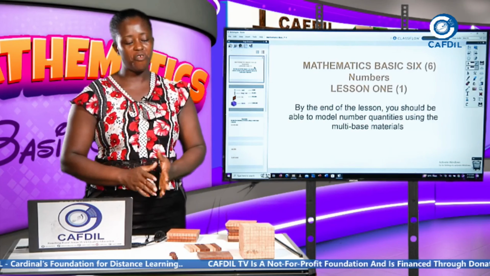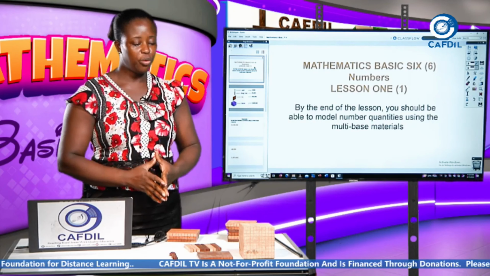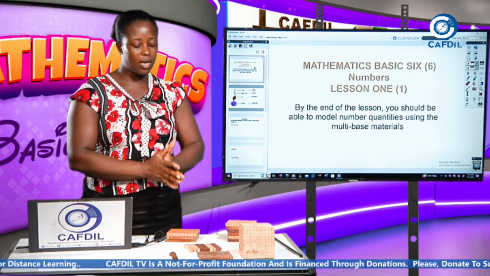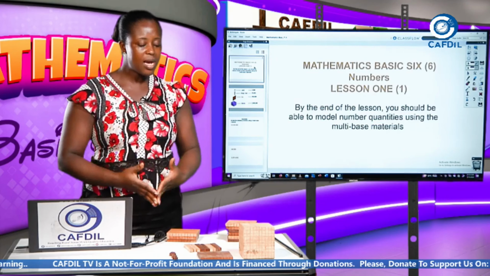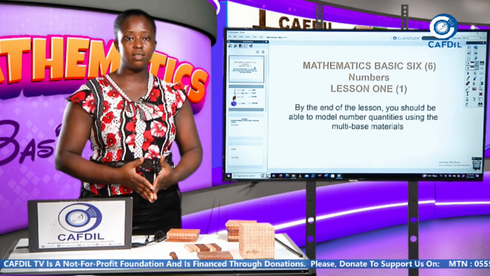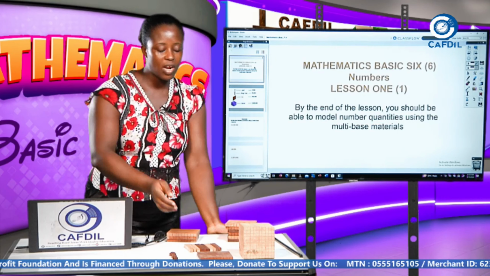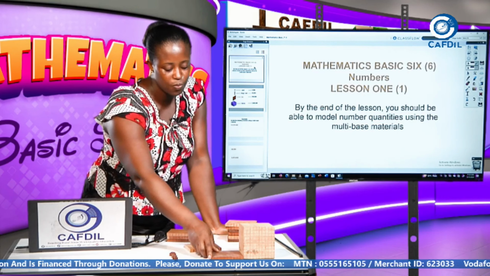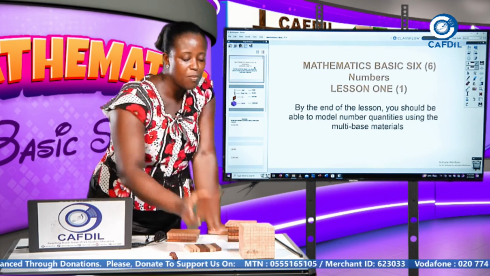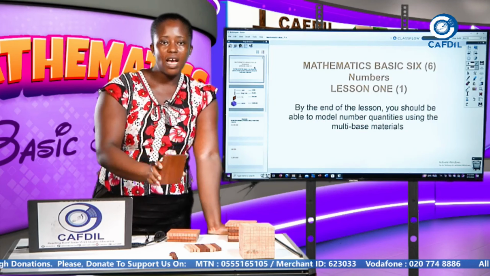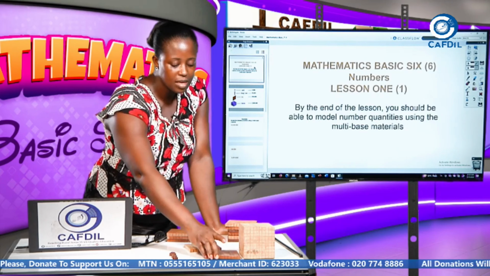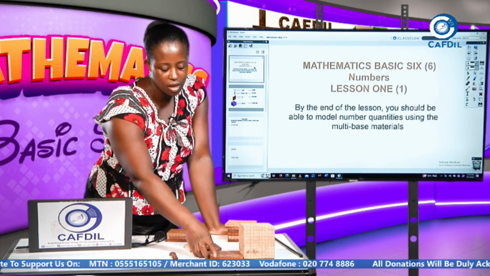Let's do the same for the cube or the block. How many flats will give us a block? So we are going to arrange the flats on the side of the block and see how many of the flats will give us a block. So we are starting. Count with me.